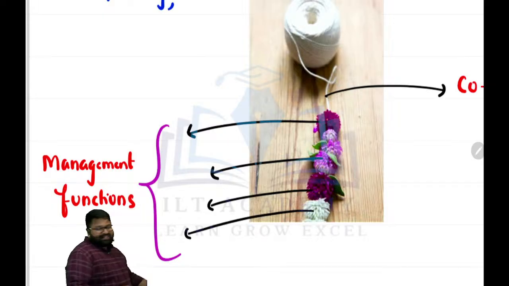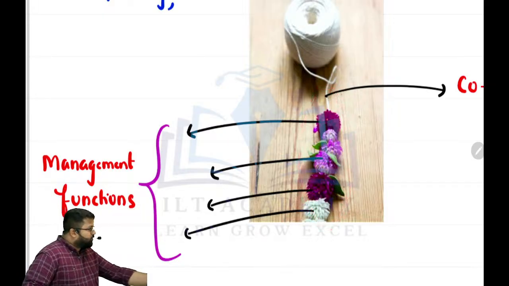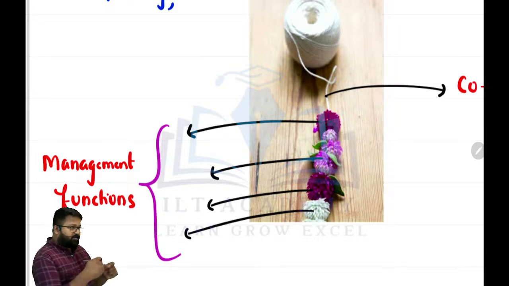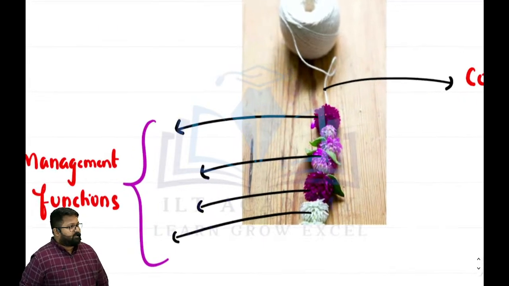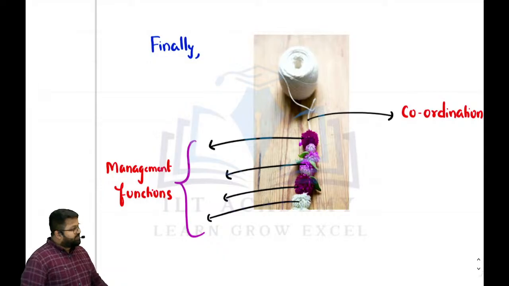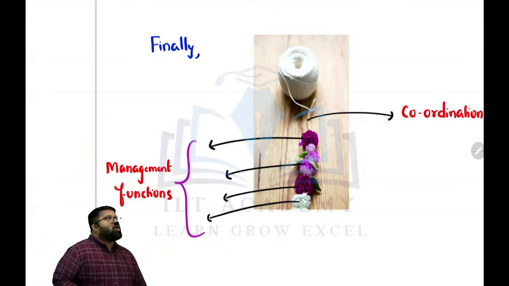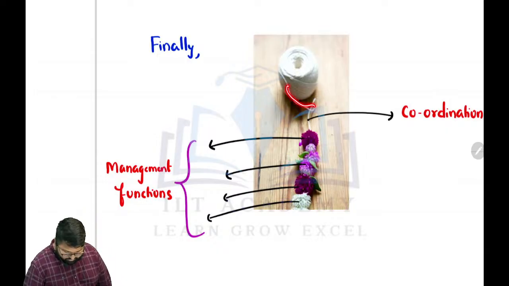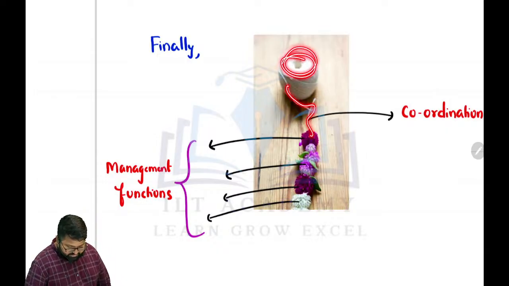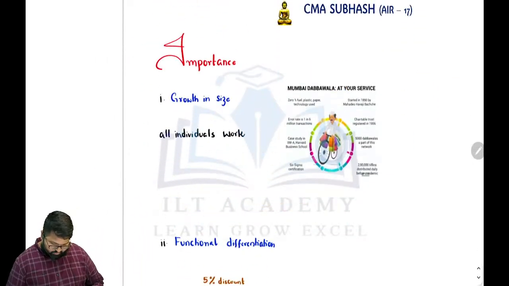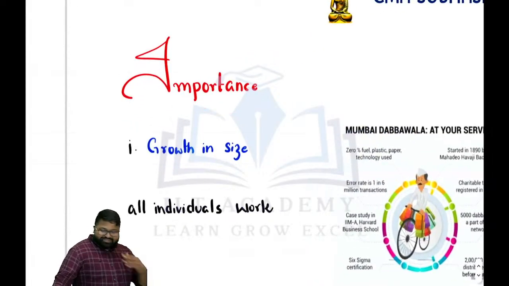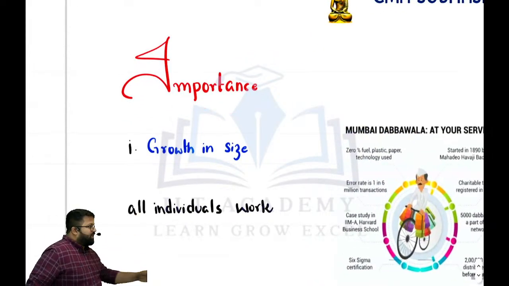What is this? Basically, is it a garland? Something similar to that? Garland. Okay. That is clear. Sir, here different management functions are coordinated with the help of what? That thread. This thread is nothing but what? Coordination. Okay. Done. So let us go with a quick summary, and we shall end the session.